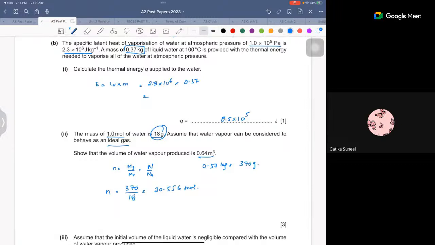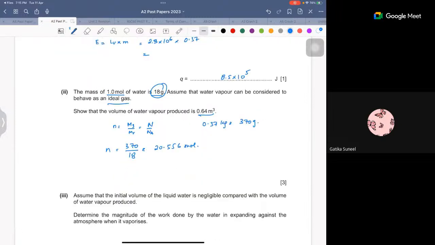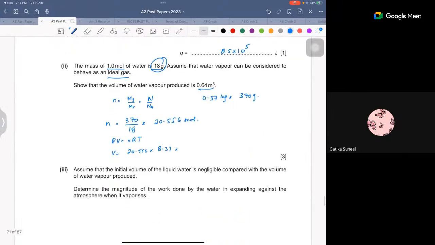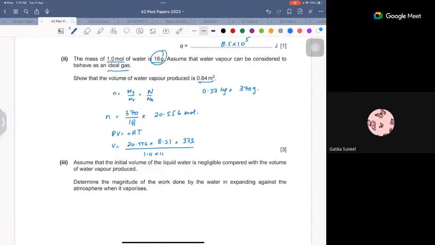Then we want to find the volume. So PV equals nRT. We can use this, it is much better. So the volume will be n, which is 20.556, R is 8.31, times the temperature. Did we have the temperature? 100 degrees, which is 273 plus 100, 373, divided by the pressure, which was atmospheric, 1 times 10 raised to the power 5. What do you get? You should get the same answer, right? Yes. Okay, good going.